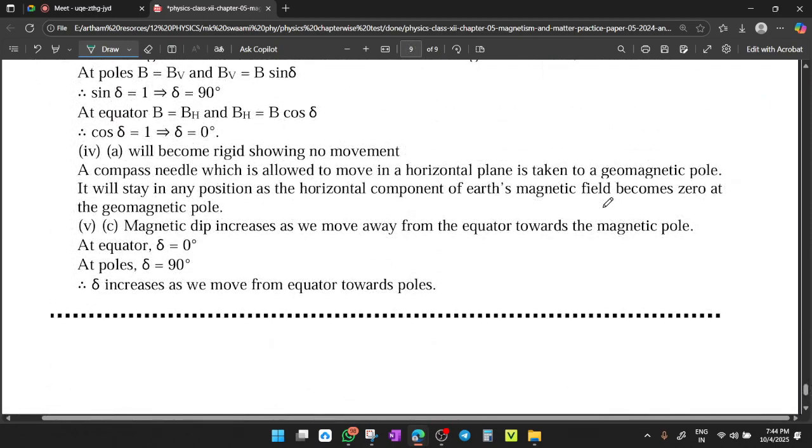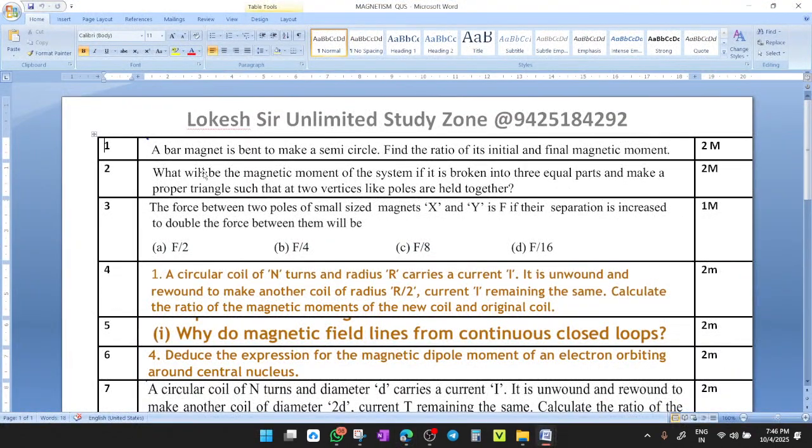Okay, done. Okay, guys. A bar magnet is bent to make a semicircle. Find the ratio of its initial and final magnetic moment. In the first question, it is given a bar magnet is bent to make a semicircle. Find the ratio of its initial and final magnetic moment.